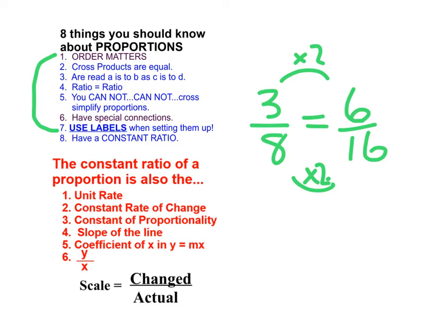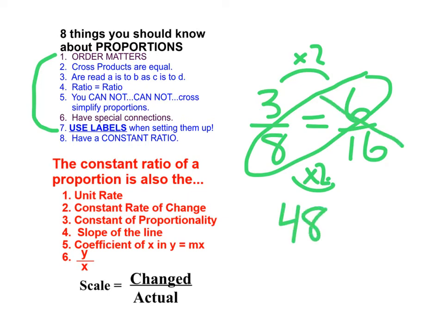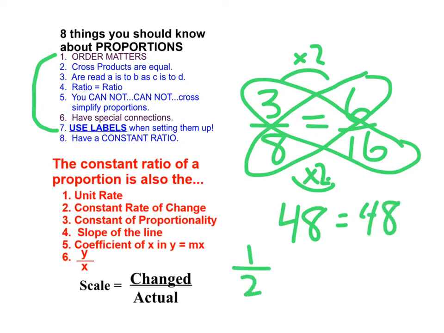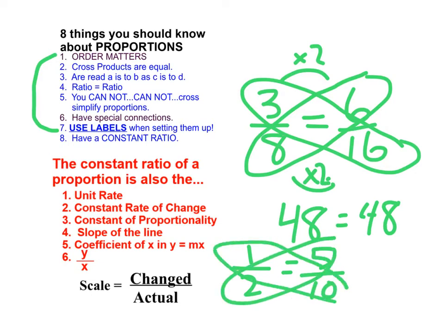Okay? So if that's true and these are equal, then one thing that we will notice is that if you take the cross products, products is the answer to a multiplication problem, 6 times 8 is 48. And guess what? 16 times 3 is also 48. And you can use this with anyone. We'll just do one more quick one that you know pretty easily. 1/2 is 5/10, right? Well, 2 times 5 is 10, and 1 times 10 is 10. The cross products are always equal in a proportion.